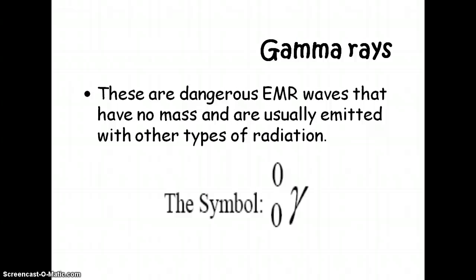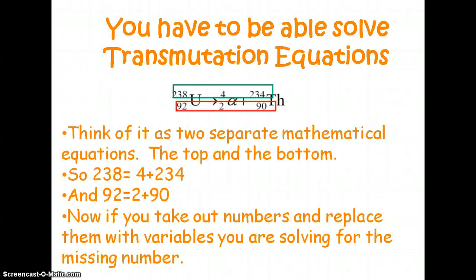Now, gamma rays are the last thing that are given off. They are very dangerous electromagnetic radiation waves. They have no mass, and they're usually emitted with other types of radiation. So you're going to see a gamma particle either paired up with an alpha or a beta.